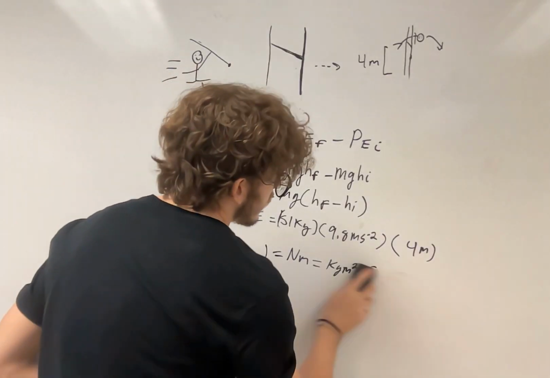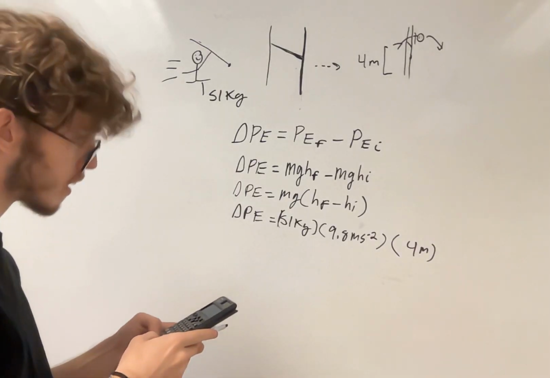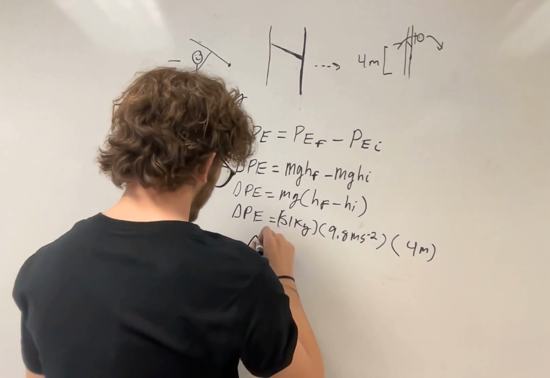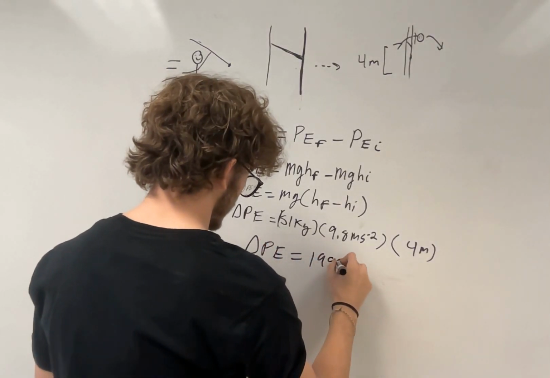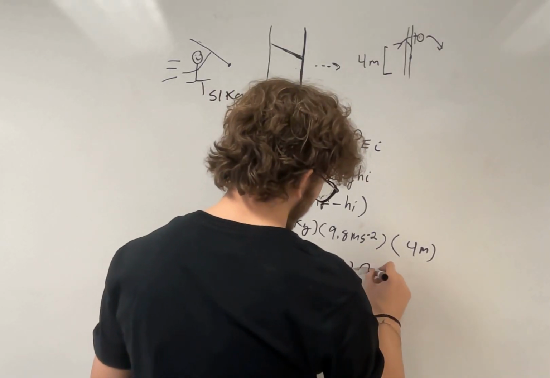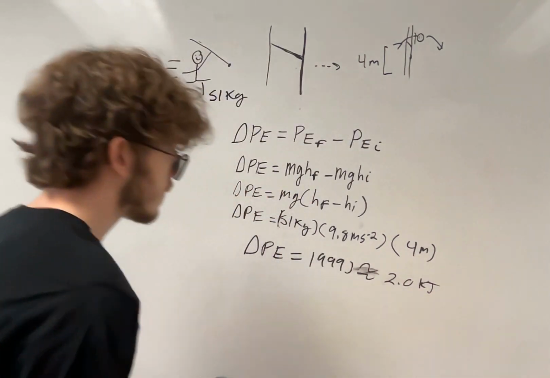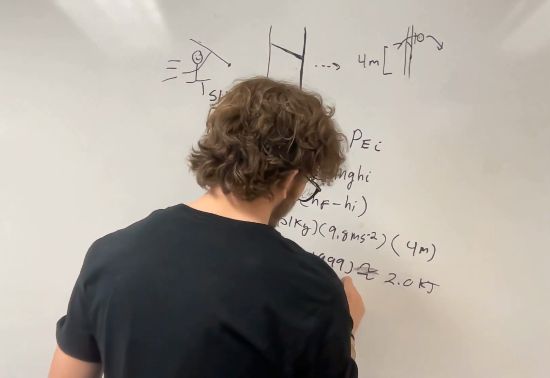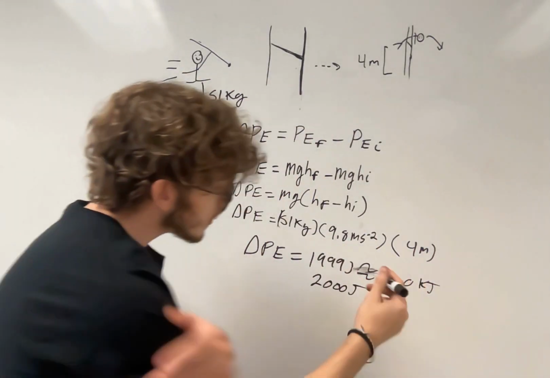So to put it all together, let us multiply everything together. 51 times 9.8 times 4, you get a change in potential energy of 1,999 joules, or roughly 2.0 kilojoules. Given our sig figs, we should round to 2,000 joules or 2.0 kilojoules, or you could also say 2,000 Newton meters.